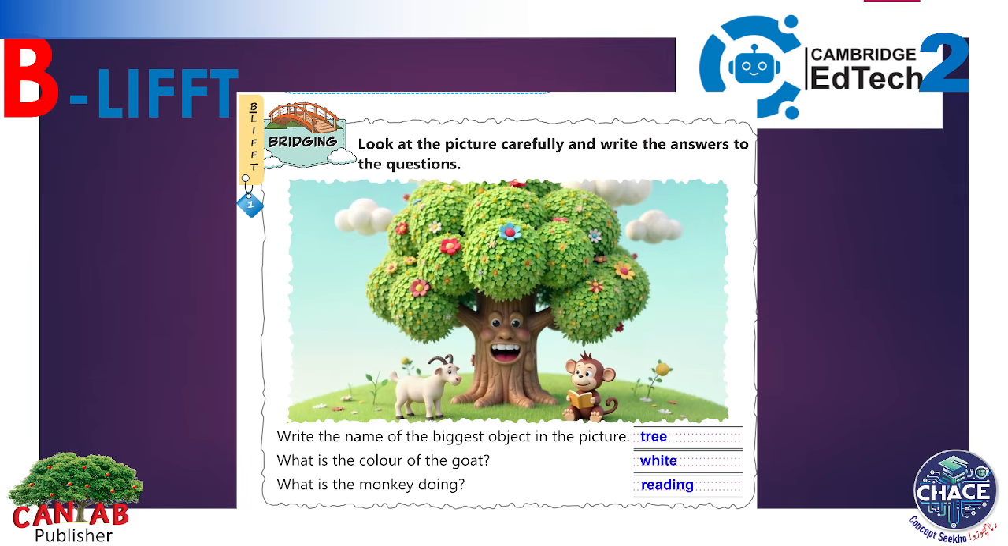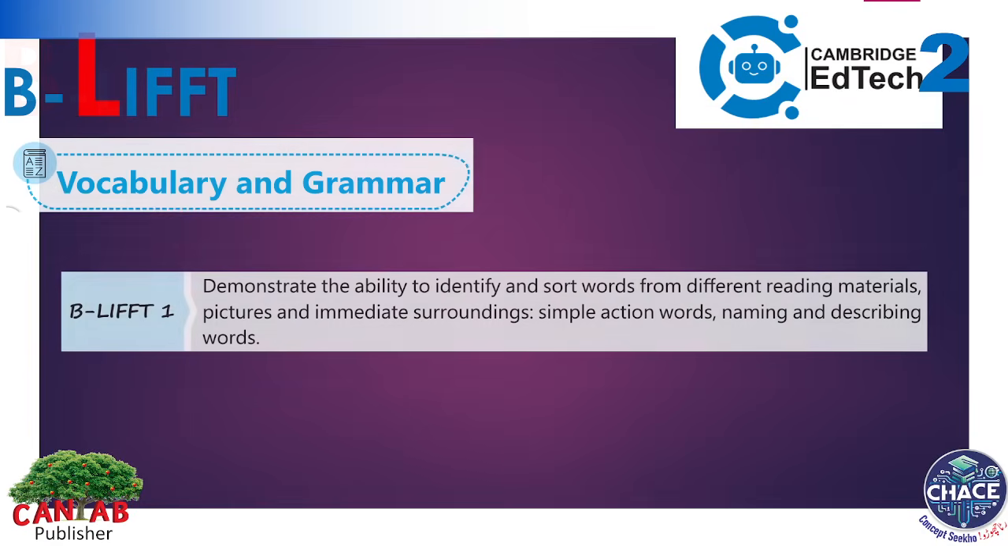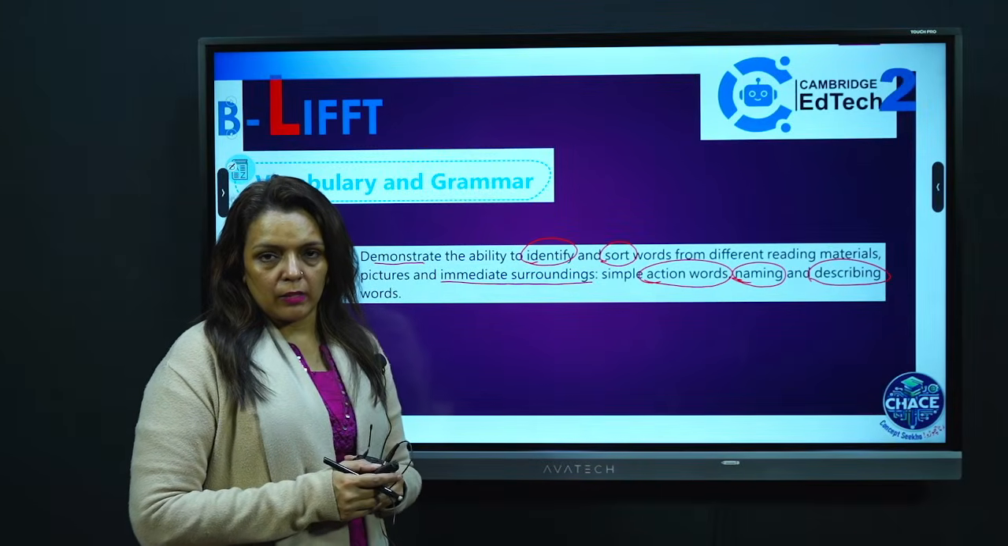Now look at the B-LIFFT number 1, which says demonstrate the ability to identify and sort words from different reading materials, pictures, and immediate surroundings. What you have to identify? Action words, naming, and describing words. All of these words you have learned very well in the previous class.